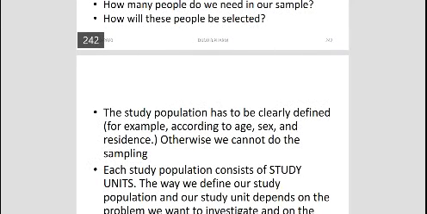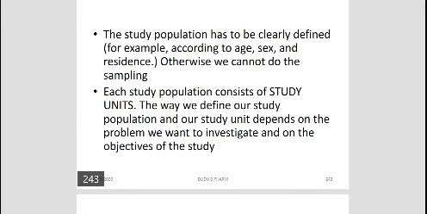So the study population has to be clearly defined, for example, according to age, sex, residence. Otherwise, we cannot do the sampling. Each study population consists of study units. The way we define our study population and our study unit depends on the problem we want to investigate and on the objective of the study. As I said before, it depends on the study design, the objective of the study, and actually what you want to investigate.